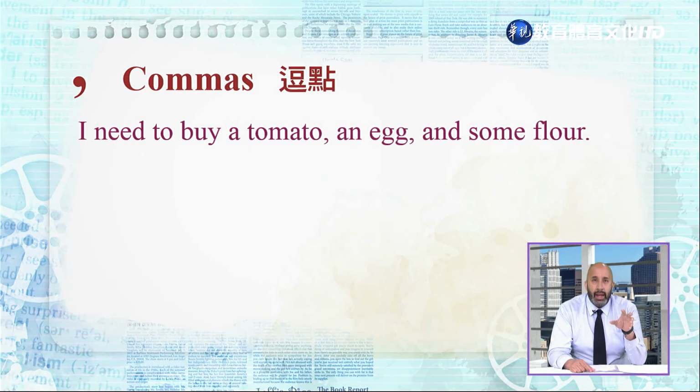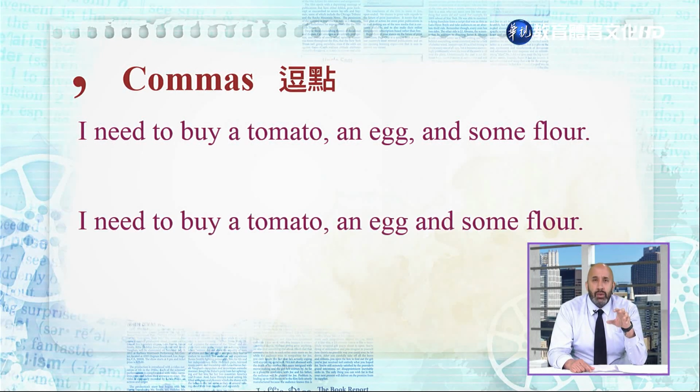So we can write, I need to buy a tomato, an egg, and some flour. And we can also write out the last comma. So we can make it, I need to buy a tomato, comma, an egg, comma, and some flour. In that first example, the final comma before the and is often referred to as the Oxford comma.